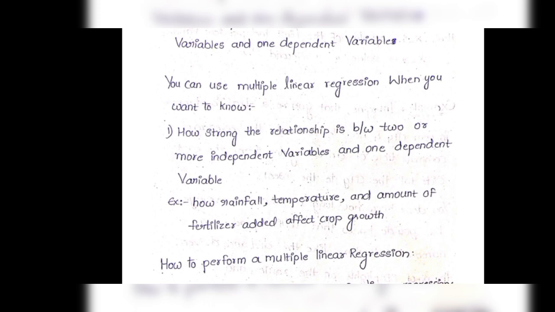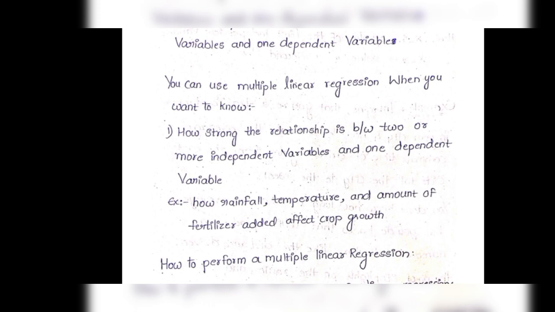How rainfall, temperature and amount of fertilizer added affect crop growth. Here we have a crop, and in its growth we are seeing how rainfall, temperature and amount of fertilizer added affect it. Remember that rainfall, temperature and amount of fertilizer are the independent variables, and crop growth is the dependent variable. The crop growth depends on which independent variables? It depends on rainfall, temperature and amount of fertilizer.